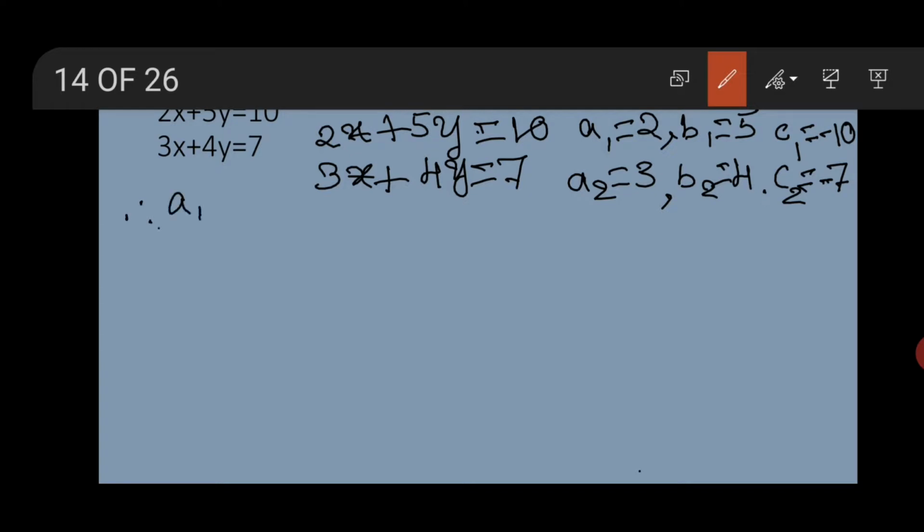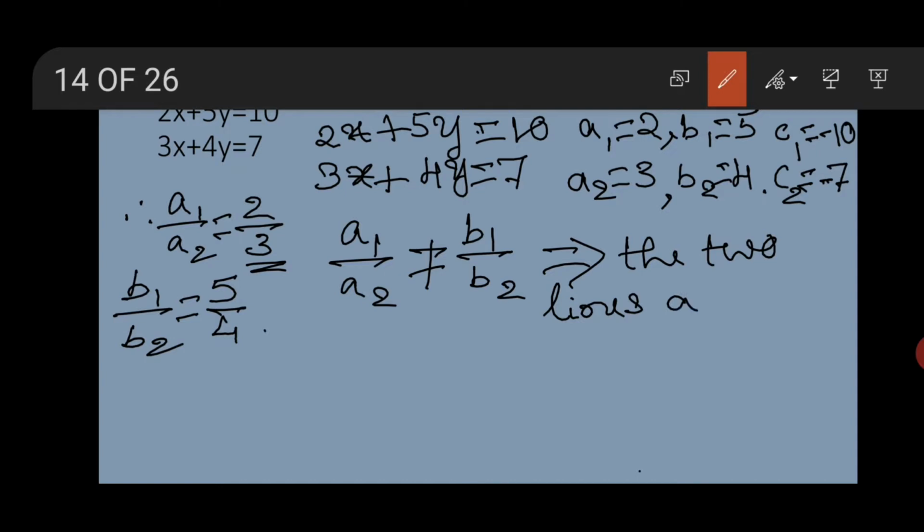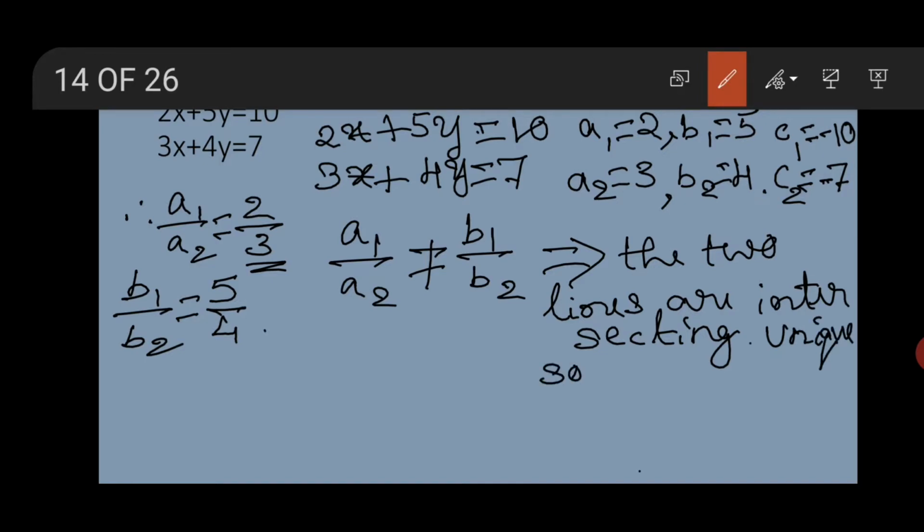Now find the ratio A1 by A2, which is 2 divided by 3. Then the B1 by B2 ratio is 5 divided by 4. Then you need not go further. C1 divided by C2 is not necessary because these two are not equal. Therefore A1 divided by A2 is not equal to B1 by B2. What does it imply? It says the two lines are intersecting, and it has a unique solution, only one solution. Then the equations are consistent, right?